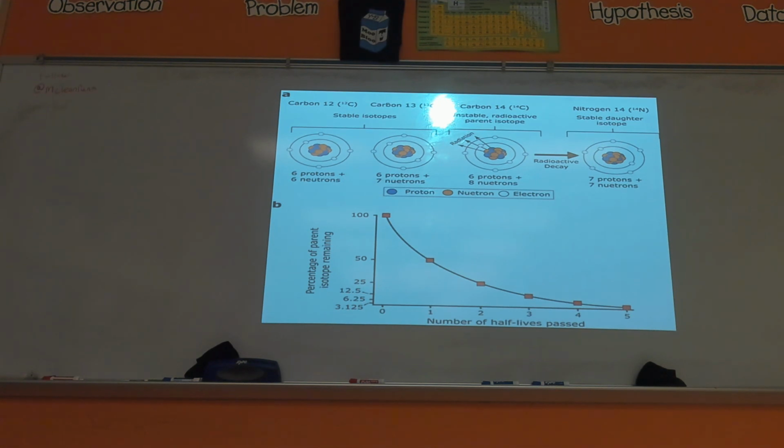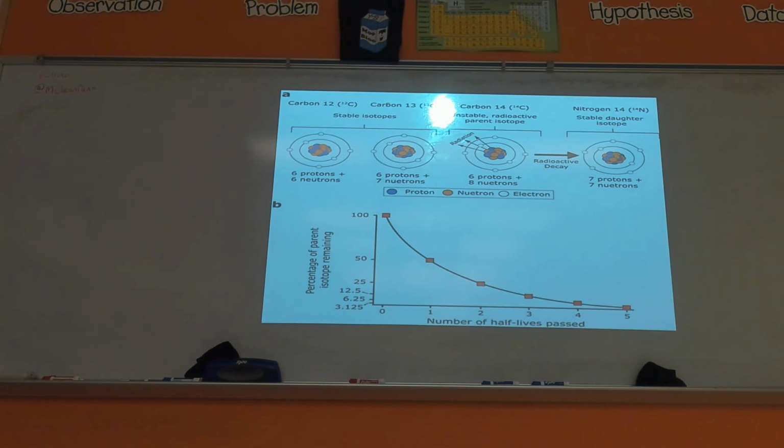Don't worry about knowing why it's nitrogen-14. We'll talk about that later. Just know that this is the more stable form. This is the less stable form. And then you could think of this not as grams amount of that radioactive thing, but percentage amounts.